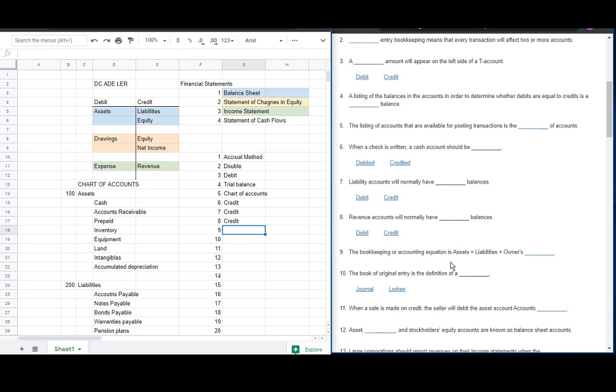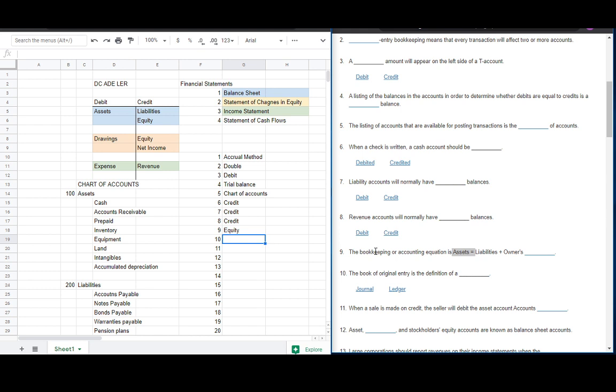Number 9, the bookkeeping or accounting equation is assets equals liabilities plus owner's equity. Okay, these balance sheet accounts represent the accounting equation. So we can do algebra here. Pwede natin siya paglaro-laruan. So assets minus liabilities equals equity, or assets minus equity equals liabilities.